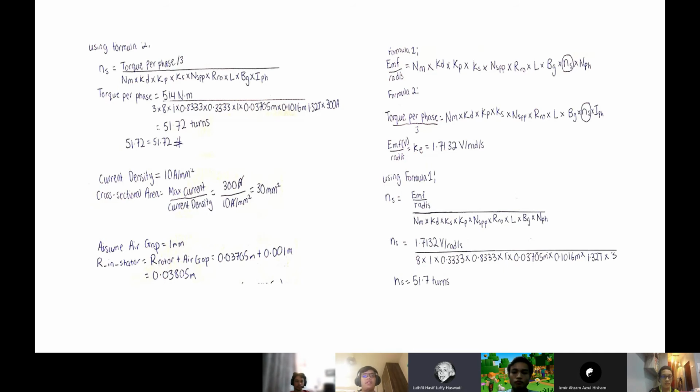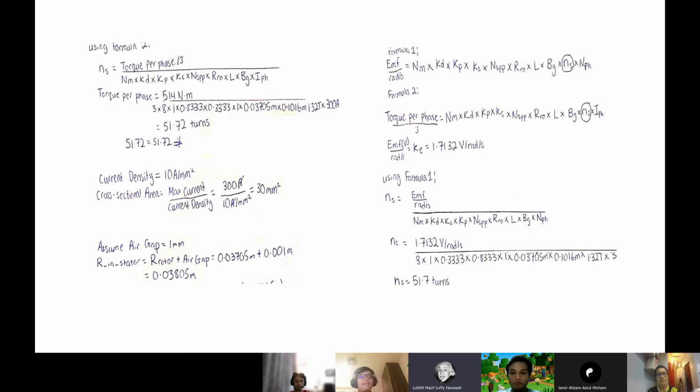On the right side here, using the first formula, we obtain that EMF per rad per second is also our value KE. So what we did was 1.7132 divided by 8 magnets, which we use, times the constant 1, times the constant 0.333, times the constant 0.8333, times 1, times 0.03705 meter, the radius of the rotor, and multiply by the length of the motor, which is 0.1016 meter, times the magnetic strength, which is 1.32 Tesla, and times 3. So then we get 51.7 turns of coil.